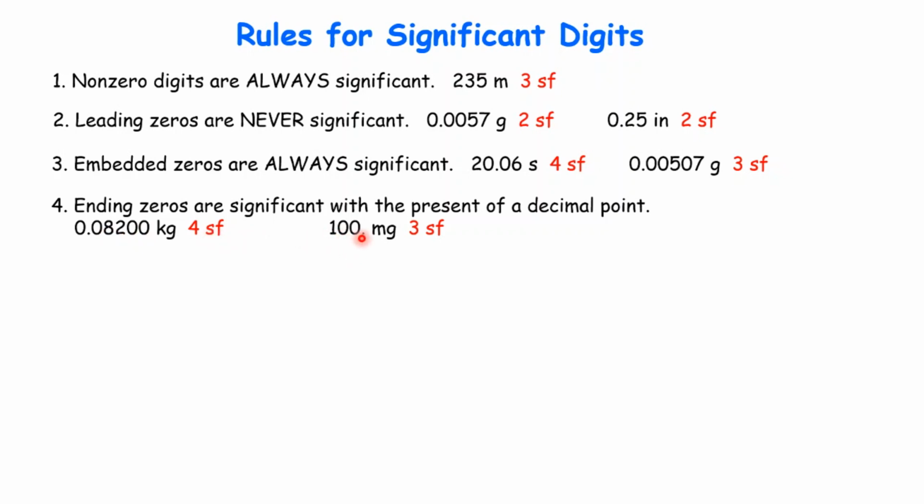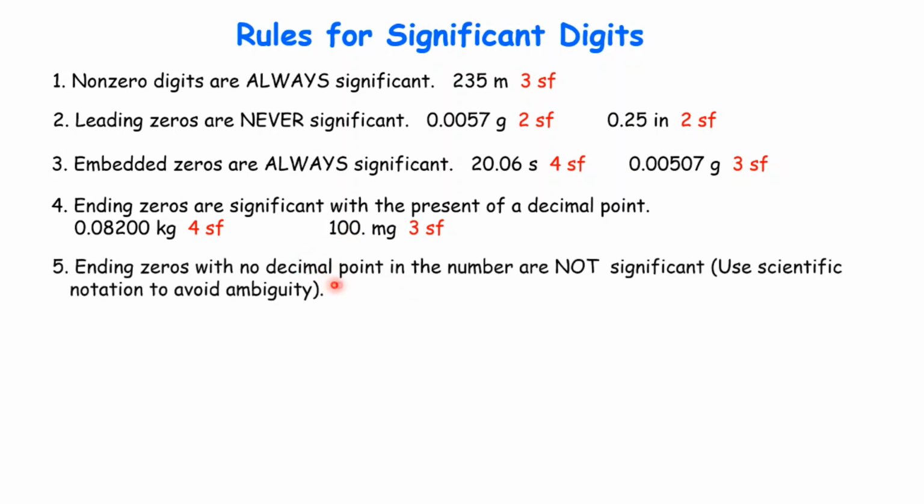And here, 100 point, milligrams, that's 3 sig figs because of this decimal point. So then these 2 ending zeros are significant. However, if there's no decimal point present, then the ending zeros are not significant. That's why 400 meters here, there's only 1 sig fig.